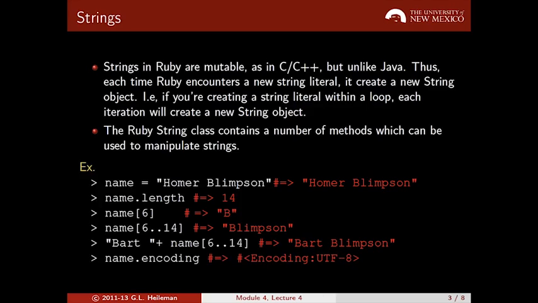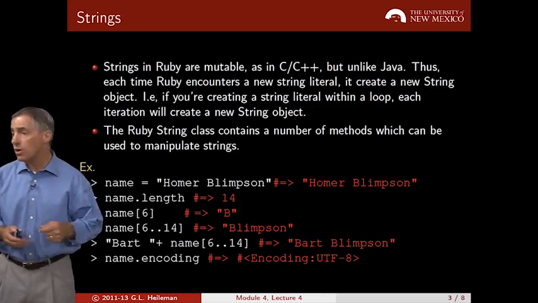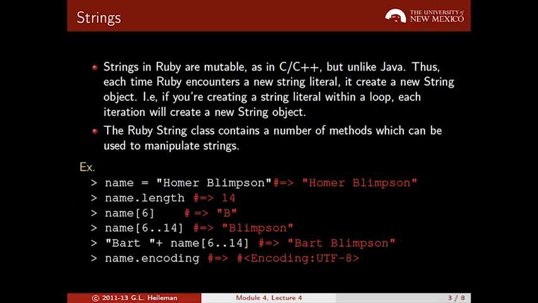Finally, if you'd like to look at the encoding of the string, how it's actually being encoded, type .encoding. There's a method that will return the encoding that's being used. And here it's saying by default, it's using the UTF-8 format. That's a Unicode format that's very prevalent in the World Wide Web. It's the most popular Unicode encoding format.